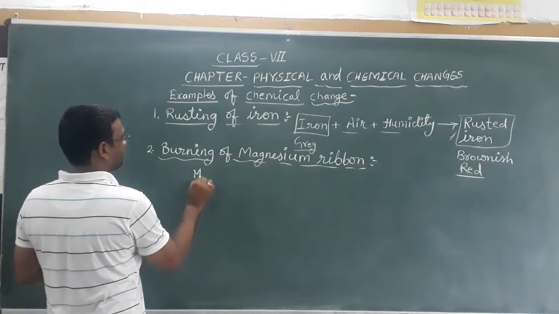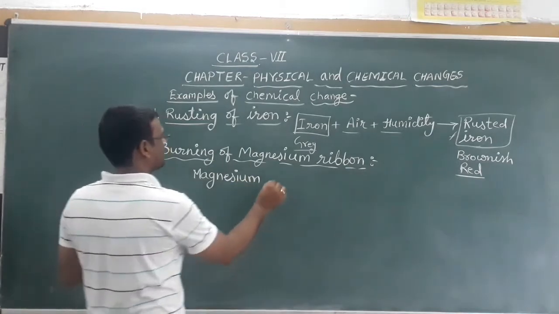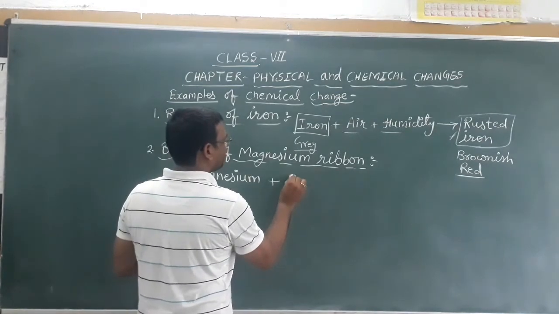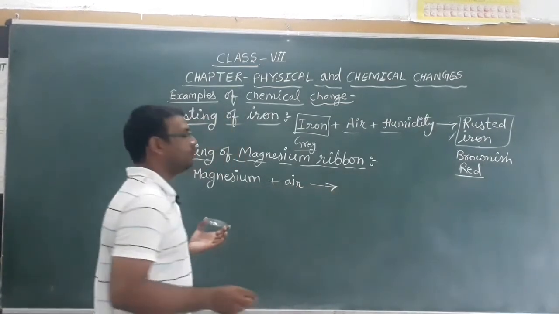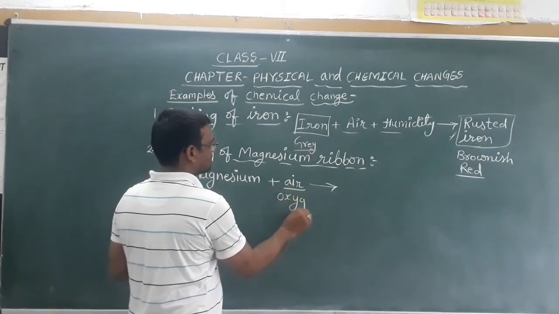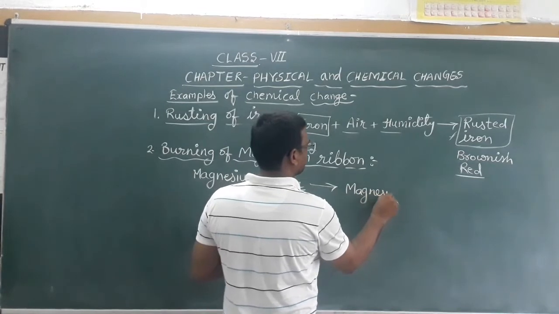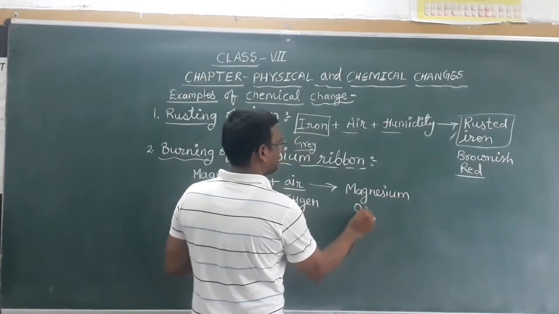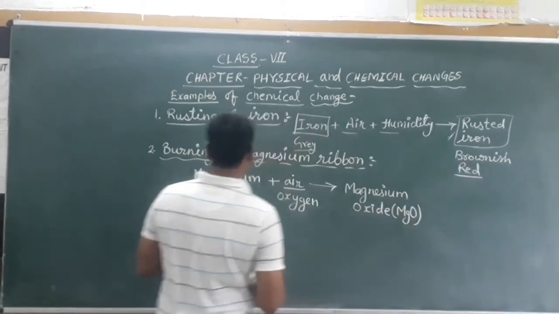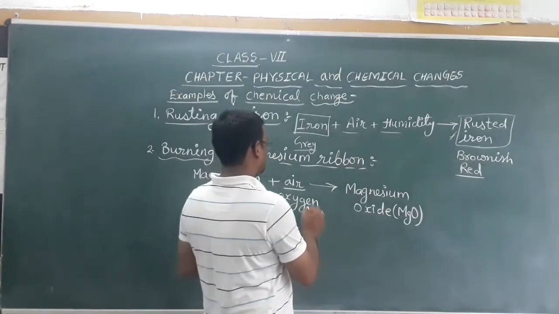Now magnesium burns in the presence of oxygen. So we can write here air. Air is helpful for burning of magnesium, and in air, if I ask you specifically, that is the gas oxygen. So when this burns, then one new substance is formed, that is magnesium oxide, and the formula of magnesium oxide is MgO. The symbol of magnesium is Mg, and oxygen is O2.